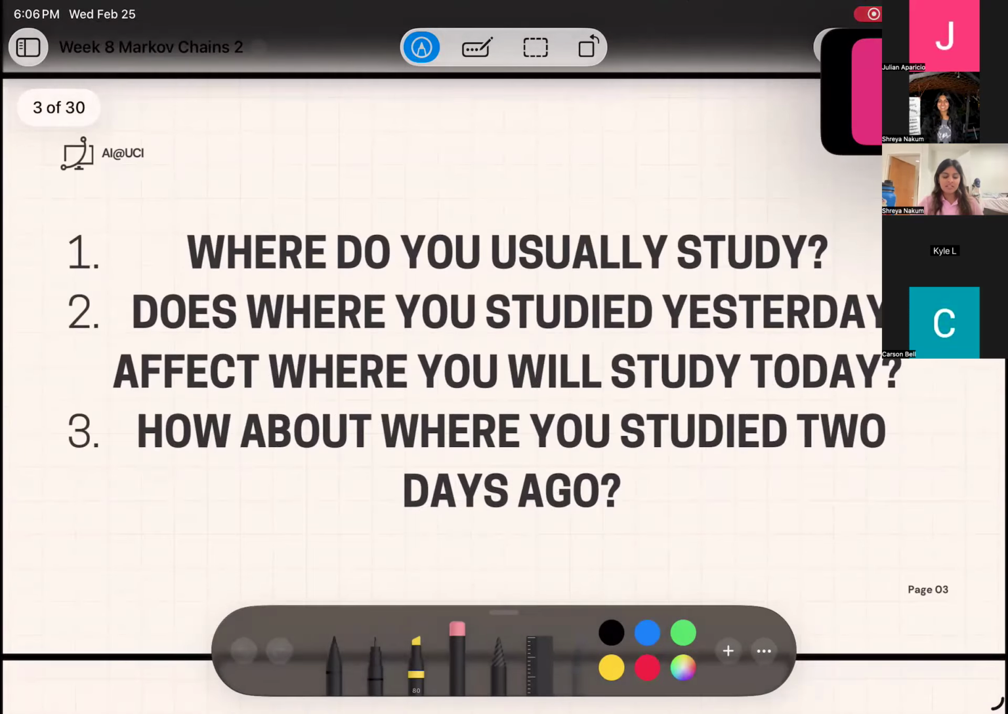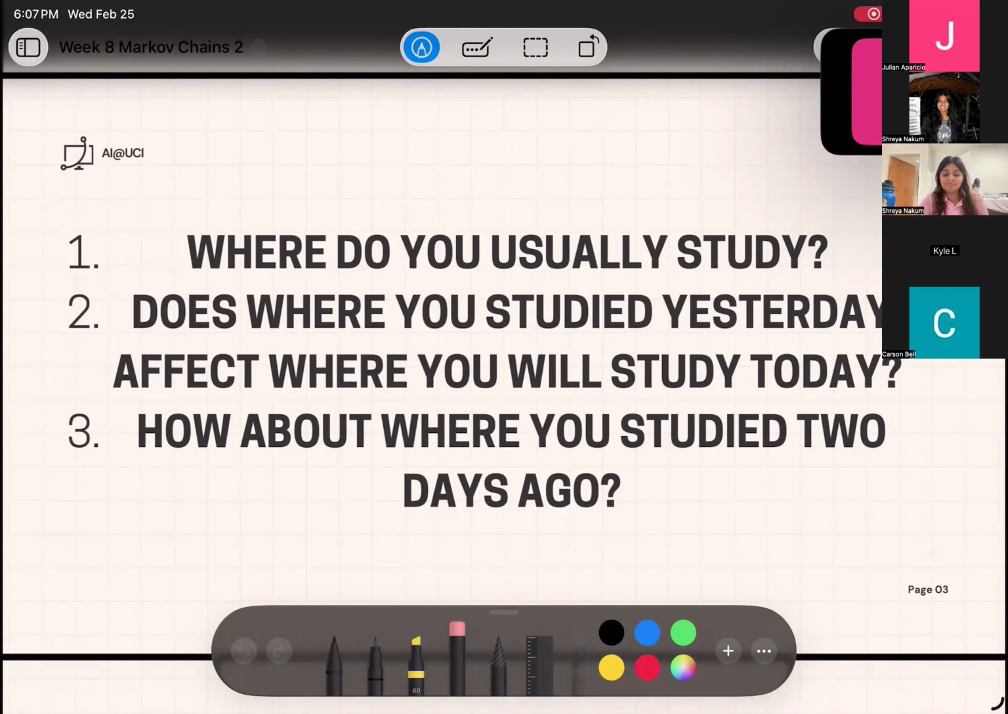Okay, so the first thing is I have three questions for you guys. Where do you go to study? The reason I ask this is that it's a really good way to start thinking about the main thing of Markov chains, which is the Markov property. So I'll ask you this. Where do you guys usually go to study?